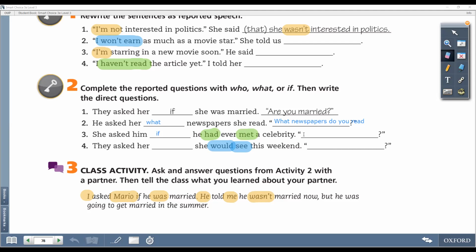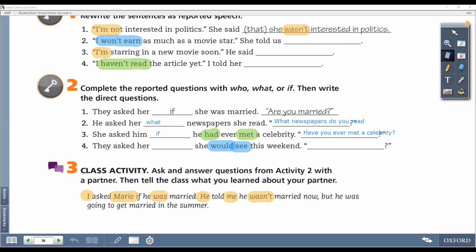So what is the direct question here? Here it's the present perfect. So we have to use the present perfect, okay? And it's a question. So, have you ever met, okay, a celebrity? So present perfect becomes past perfect, okay? Have you ever met a celebrity? So then she asked him if he had ever met a celebrity.